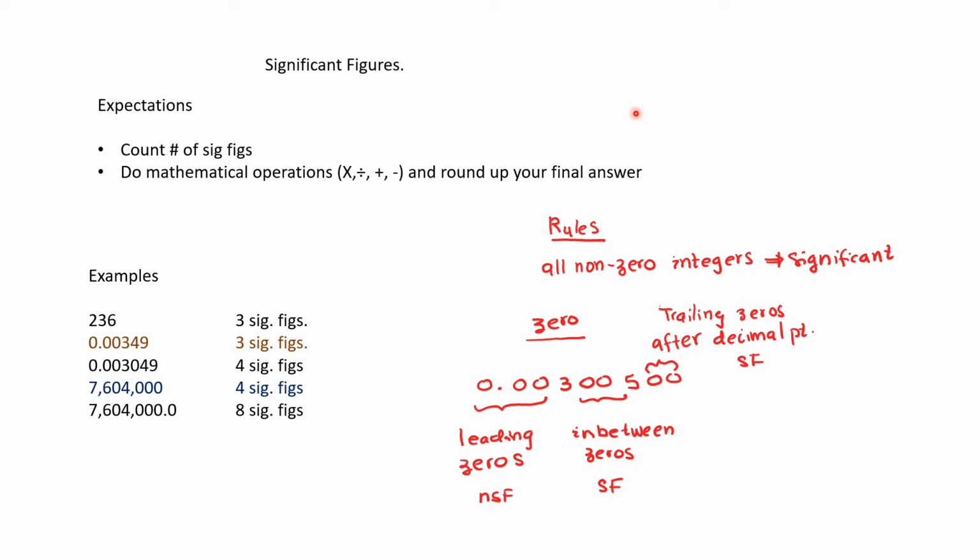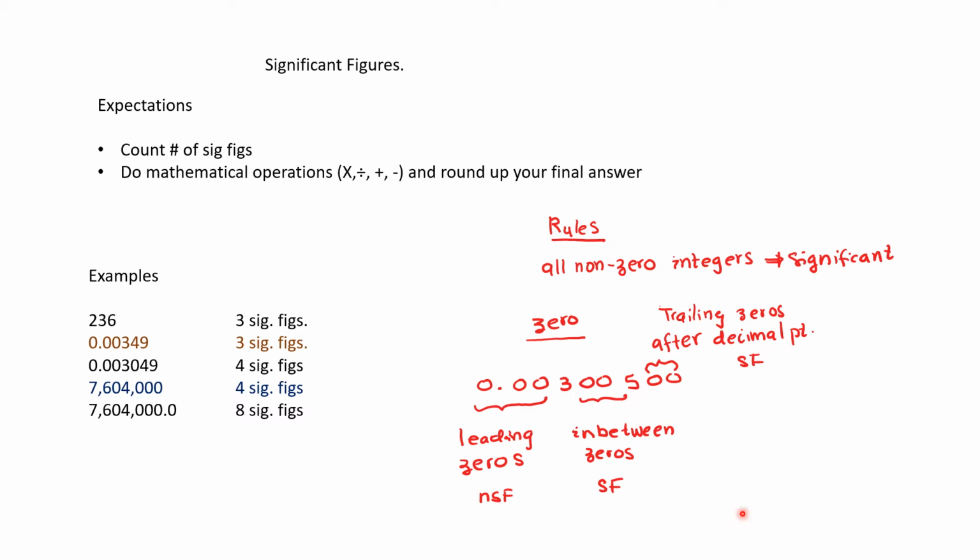So let's go to significant figures. In this case, what we expect you to understand is you should know how to count the number of significant figures in a measurement and do your mathematical operations. That means multiplications, divisions, additions and subtractions, and round your final answer to the correct significant figures. So first let's look at how to count your significant figures. There are a few rules you need to remember.